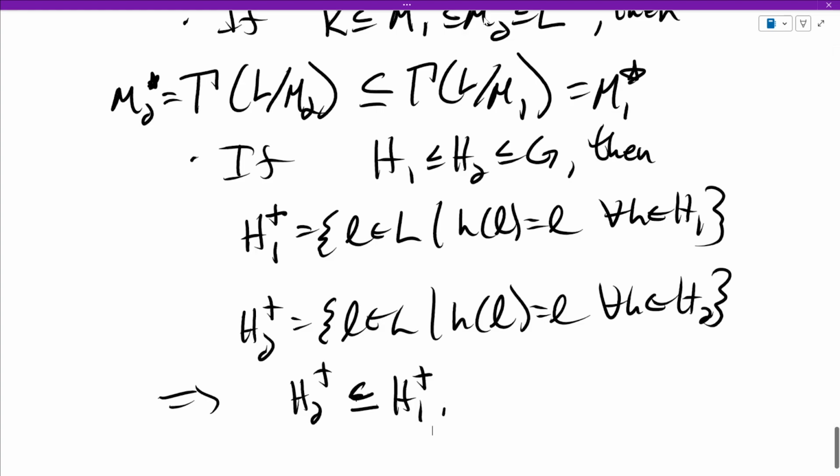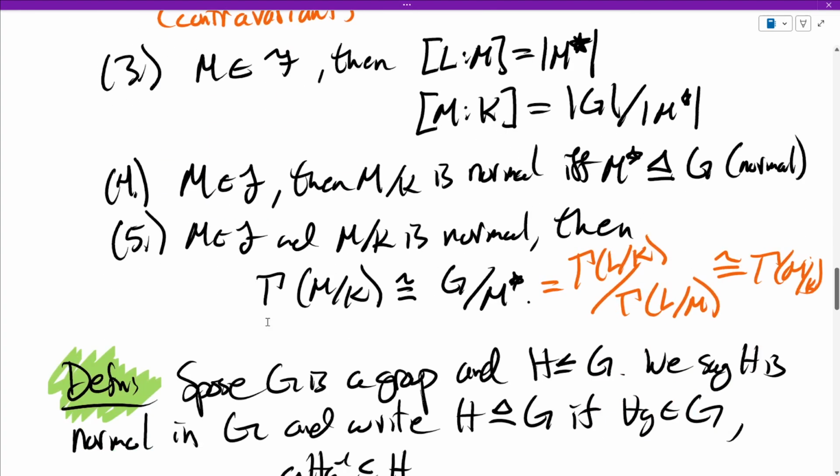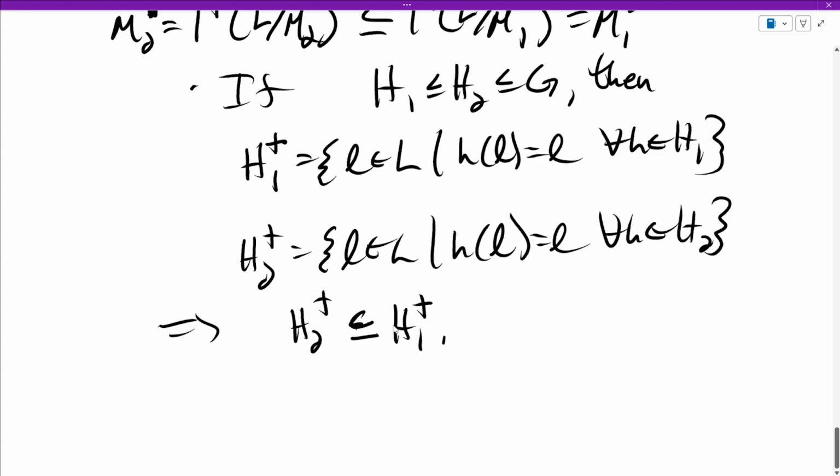And so that's the second part of 2. Let's just make sure we got that mutually inverse setup. Okay, great. All right, so we'll prove the next three in the next video.